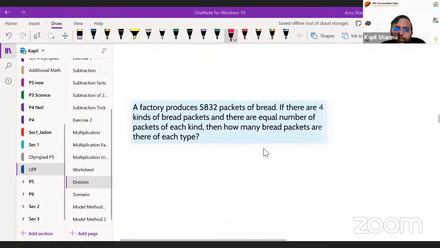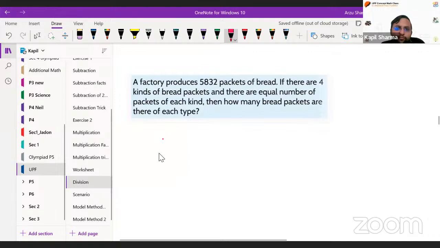Okay, let's move to the next question. So here we have a word problem. So try to solve it quickly.